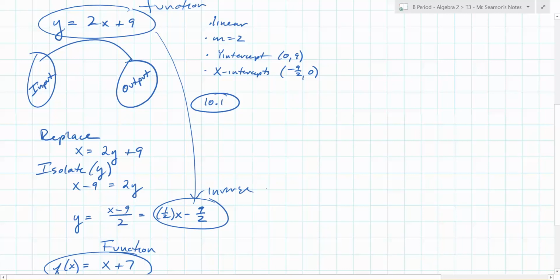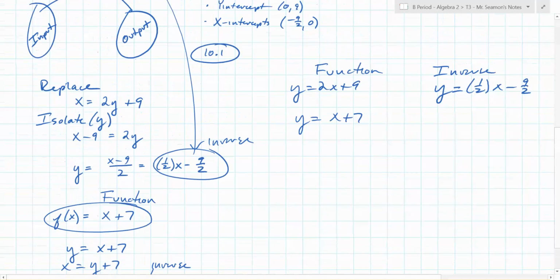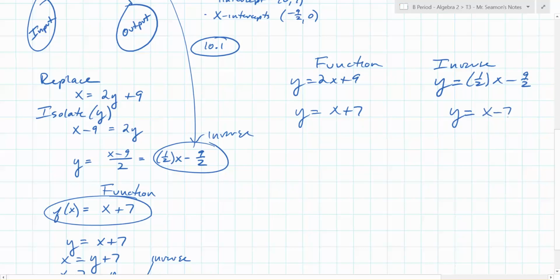So let's just write down what we have. We have the function and the inverse. The first one was y is equal to 2x plus 9, and the inverse was y is equal to 1/2 x minus 9 over 2. And then we had y is equal to x plus 7, and what do we get over here? y is equal to x minus 7. Like that? y is equal to x plus 7, y is equal to x minus 7.